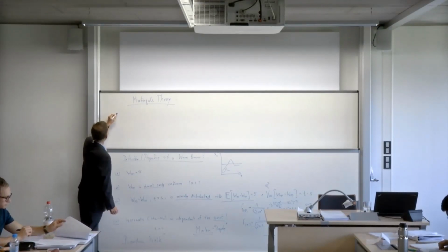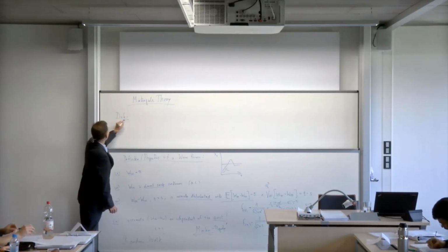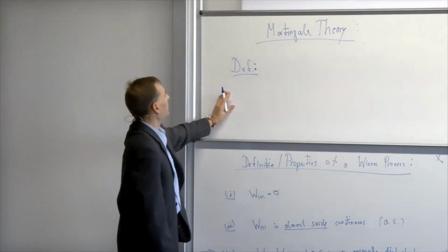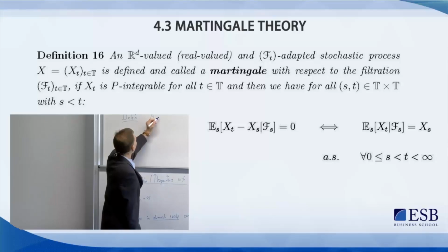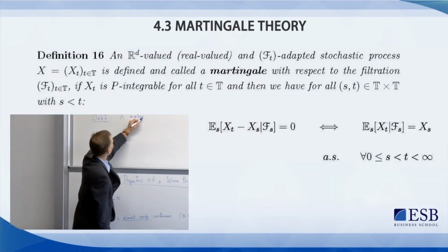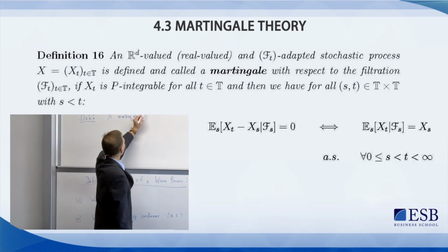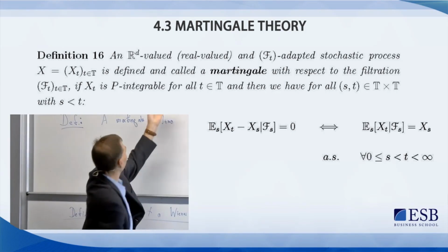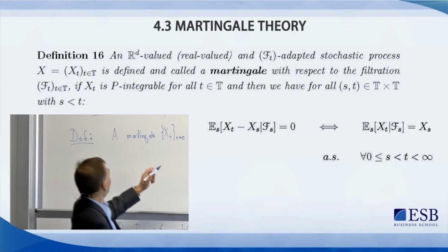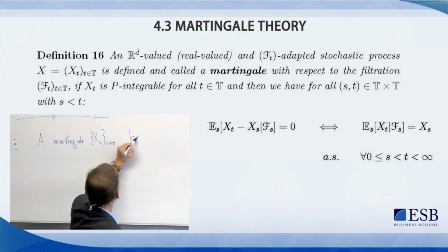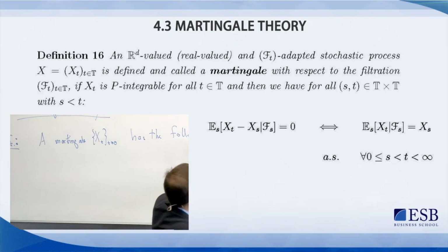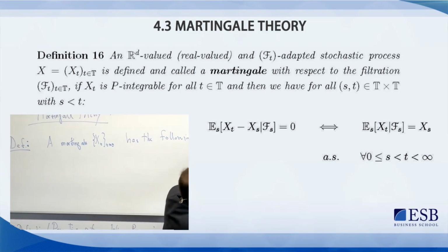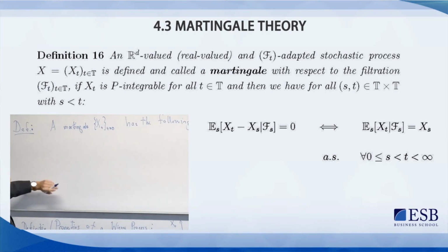So let me define, once again, the definition of a martingale. A martingale X_t, which is in the end, you see, a stochastic variable or process, has the following property. And the property is the following.